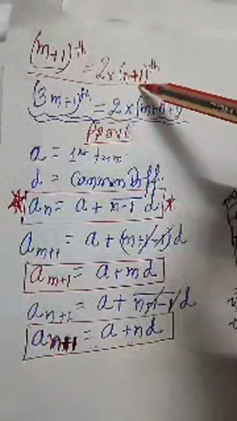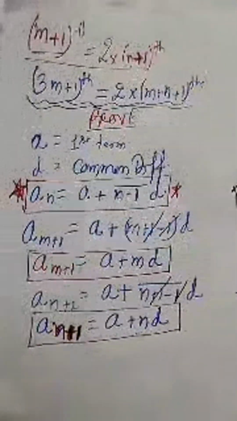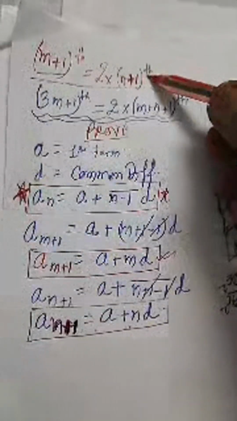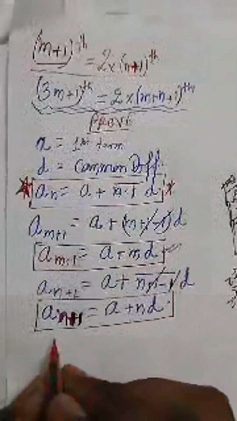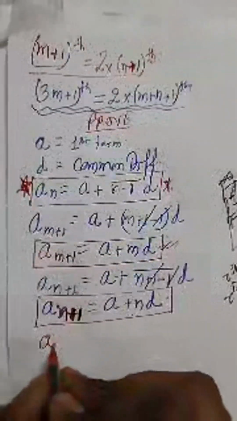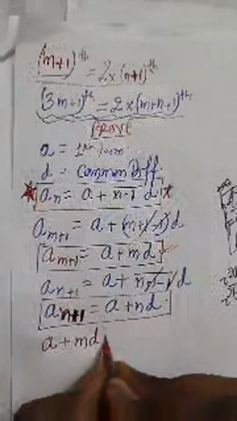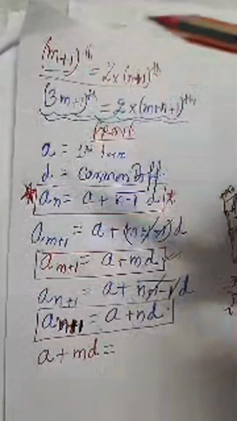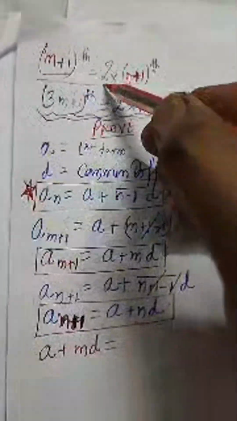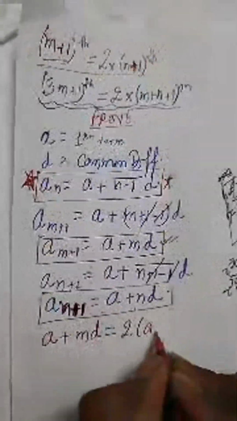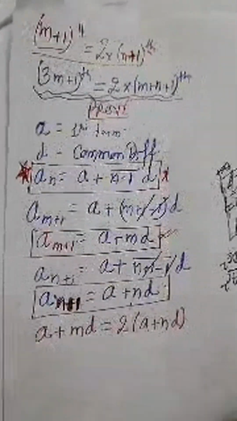And it's given that m plus 1th term is equal to 2 times n plus 1th term. So we can write the value of this is equal to 2 times this, as per the relation given in the first part of the question. Then we can write A plus md, that is m plus 1th term, is equal to 2 times n plus 1th term, that is 2 times A plus nd, right?